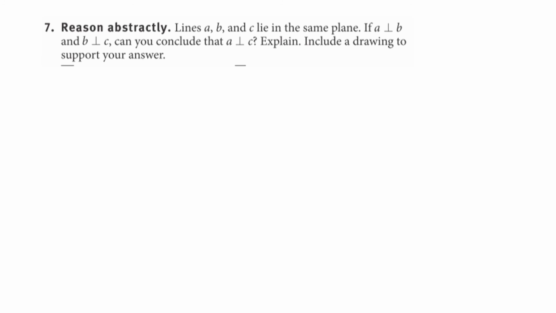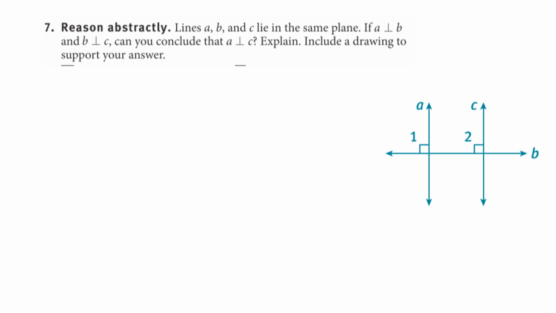All right, so 7 says lines A, B, and C lie in the same plane. What does that mean? It means they're together, they're on the same plane. If A is perpendicular to B and B is perpendicular to C, can you conclude that A is perpendicular to C? Explain, and then include a drawing to support your answer. So you should have had a drawing when you were doing this. If not, go ahead and draw it after we go over it.